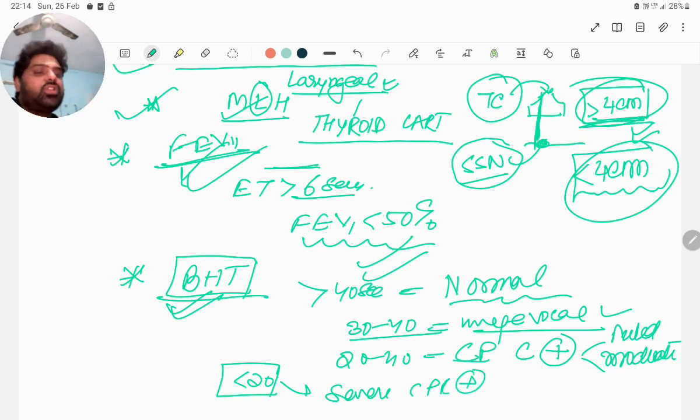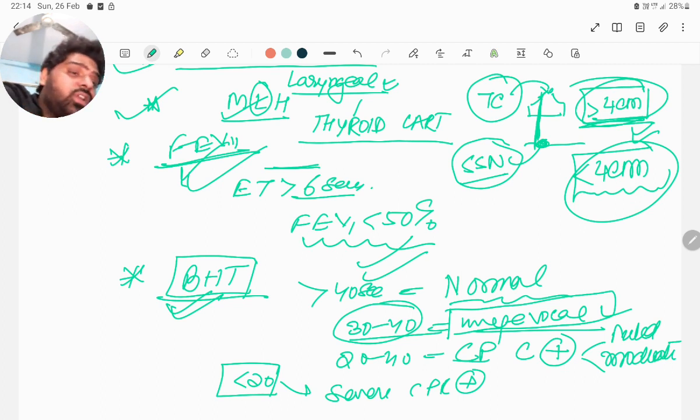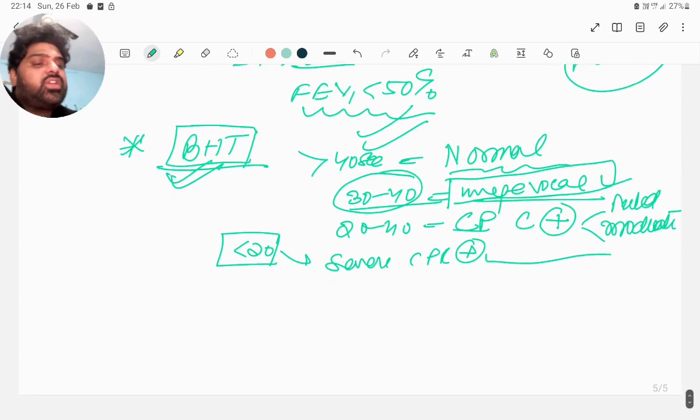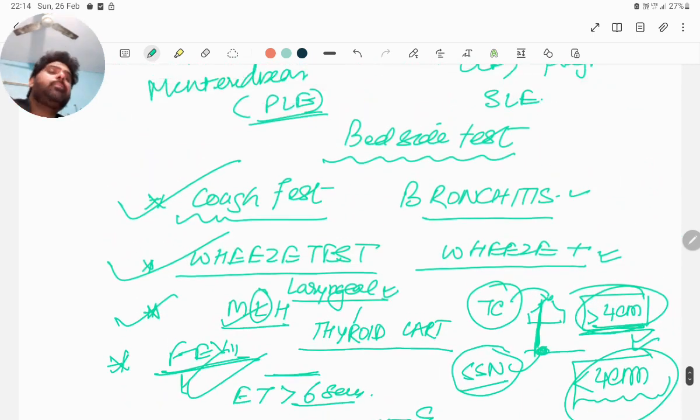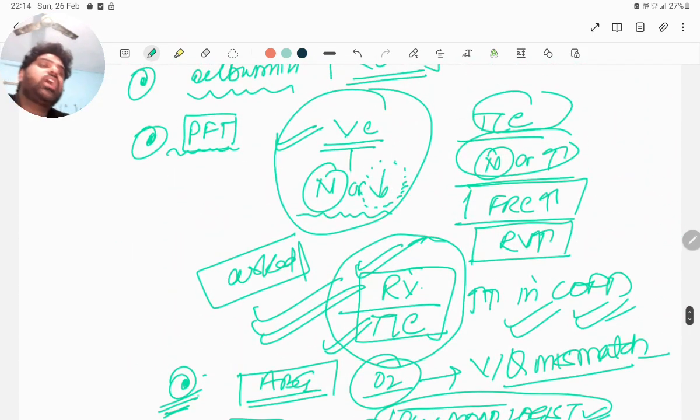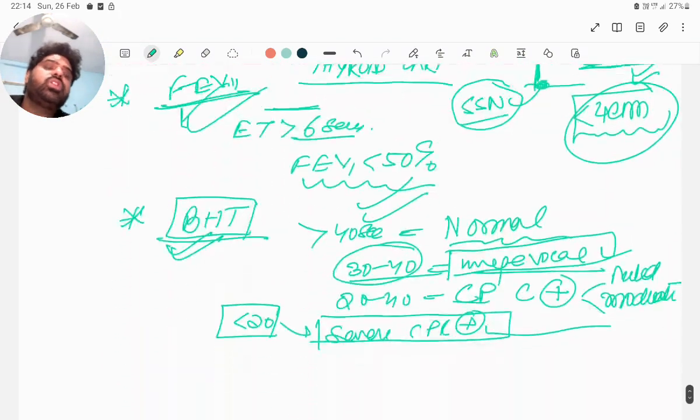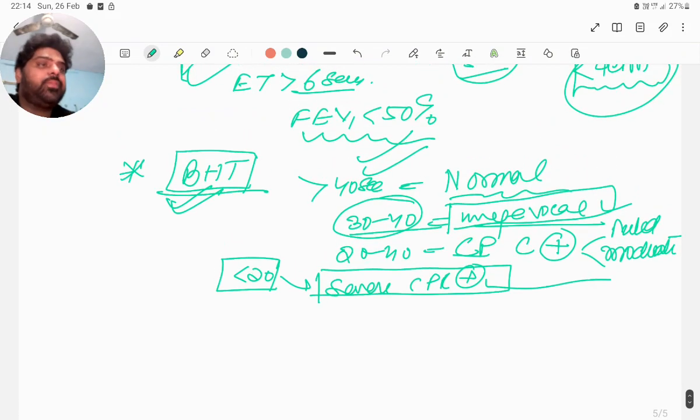Breath holding time more than 40 seconds means normal. 30 to 40 seconds means unequivocal. 20 to 30 means cardiopulmonary compromise is present, that is mild to moderate, and less than 20 is severe cardiopulmonary compromise. So these are some bedside tests which you can do. I have told you the normal tests, plus I have told you the bedside tests which you can do in patients of COPD.